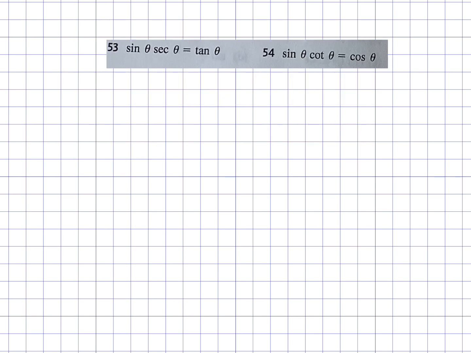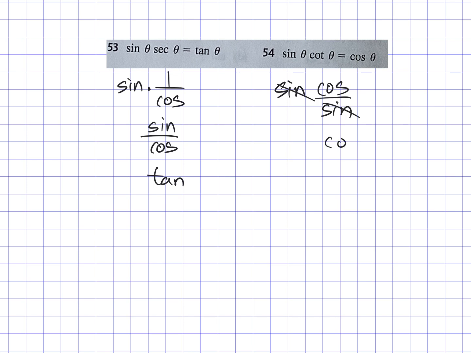Okay, sine and secant. Again, secant goes with cosine, so we have sine times 1 over cosine, which gives us sine over cosine, which is the tangent. So very cool. 54. Cotangent is the same thing as cosine over sine, which those reduce out, leaving just cosine as the answer. 55. Cosecant and secant. Let's rewrite those with their reciprocal identities. That's 1 over the sine. And secant goes with 1 over cosine. The top times the reciprocal of the bottom gives us cosine over sine, which is the cotangent of theta.